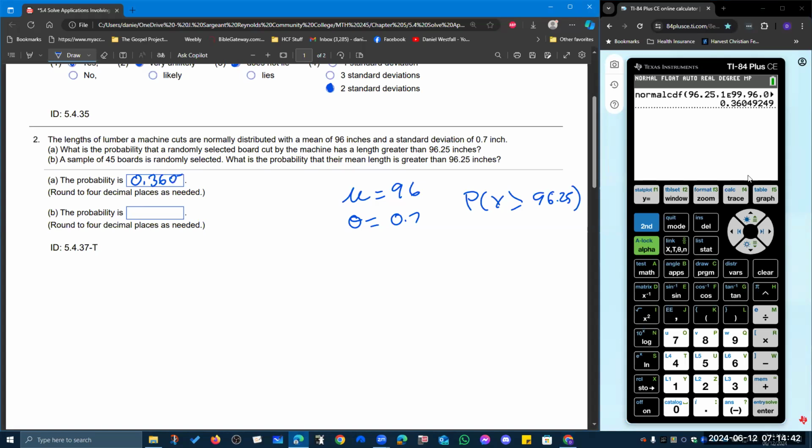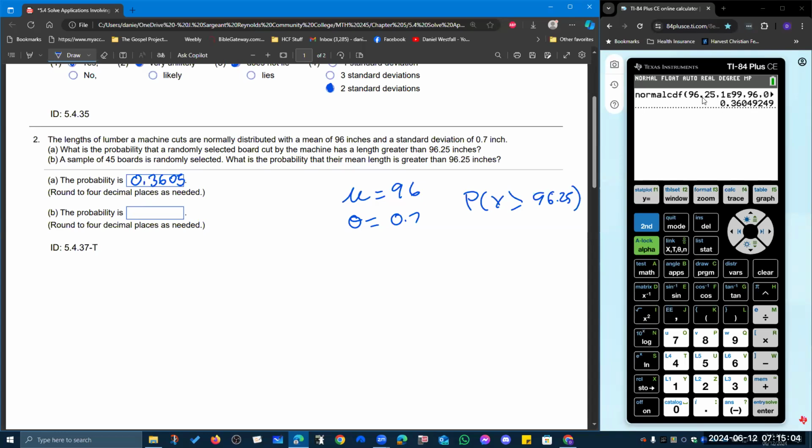So this is 4 decimal places, 0.3605. If I had used my table that went to the left, I'd have to do 1 minus in this situation because it went to the right. But technology helped me and let me choose my unbounded region to the right so that I shaded to the right and not to the left.